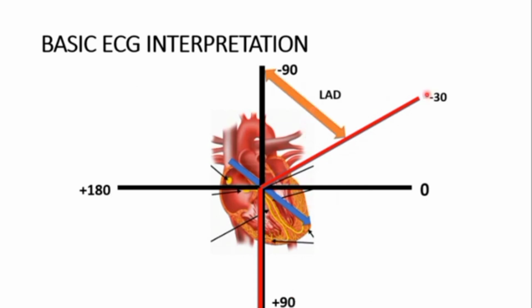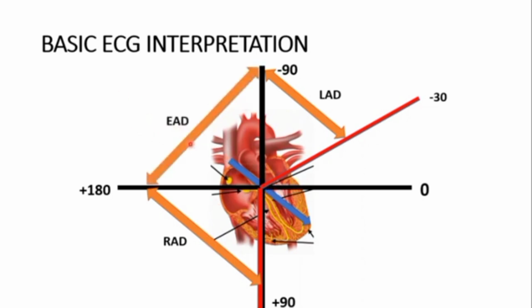But if the vector is between minus 30 and minus 90, this is left axis deviation. This can be caused by many pathologies. If the axis is between plus 90 and plus 180, it is right axis deviation. Now imagine the vector is directly opposite in this direction. This is extreme axis deviation, between plus 180 and minus 90. So remember that the normal axis is between minus 30 and plus 90.